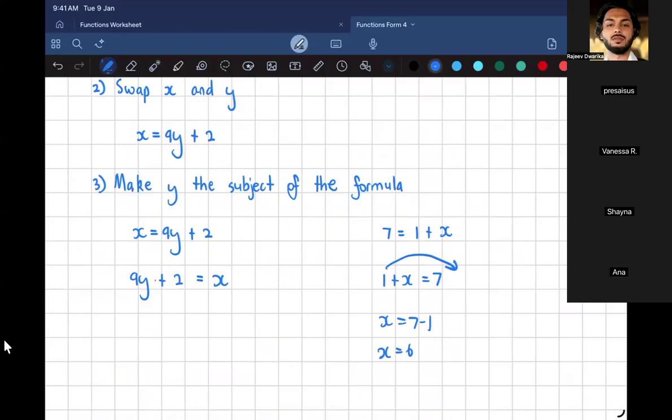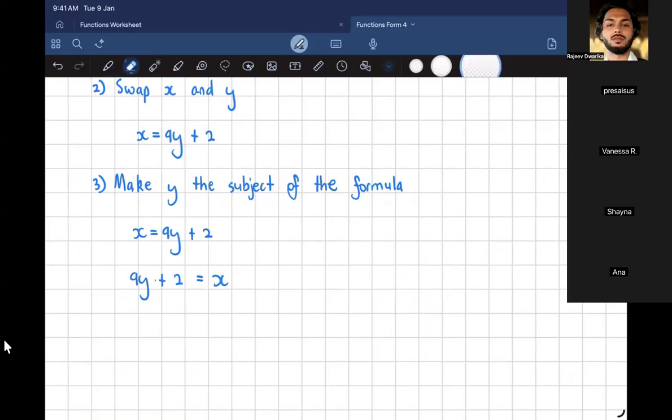So in this instance, I want to find y. In other words, I want to make y the subject of the formula. If you want to find something, ideally it should be on the left-hand side, right? So I want to find y. So, Shayna, if I want to find y, I'm going to leave y over here, and I'm going to move across everything else other than the y.